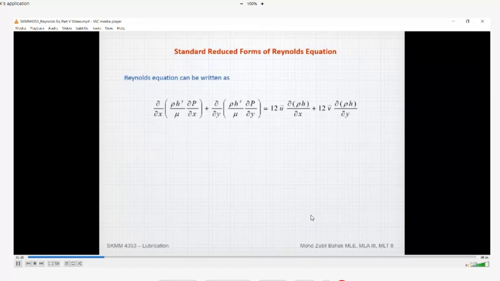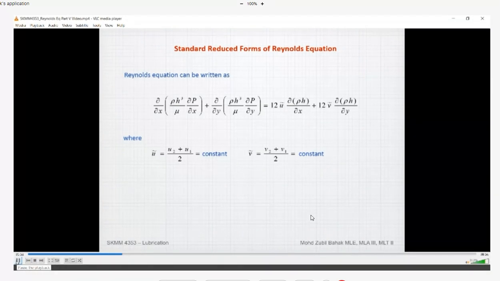So the Reynolds equation can be written as the one that you have in front here, which is partial over partial x of rho h cubed divided by mu, and then you have the term in y, and it is equal to 12 times the u bar, plus the 12 v bar, where u bar is equal to u2 plus u1 divided by 2. So the u bar is the velocity of the top surface plus the velocity of the bottom surface, divided by 2. But please remember that most of the time, in our bearing only one part of the surface is moving, the other part is not moving, which is static.